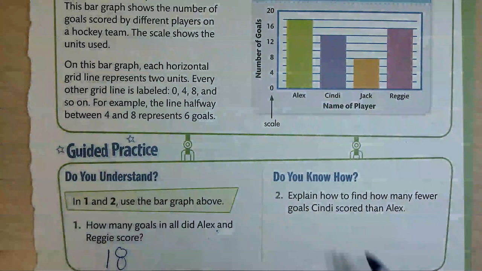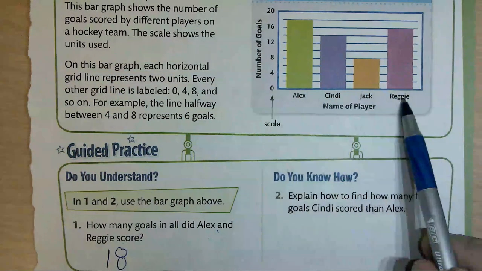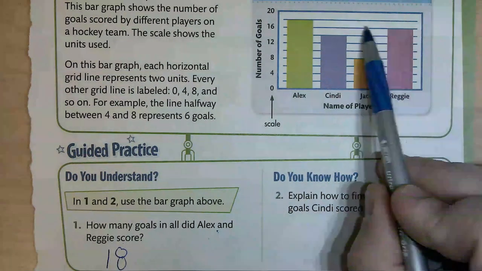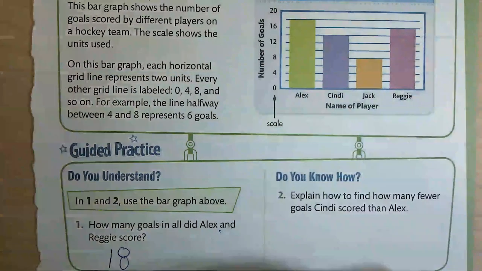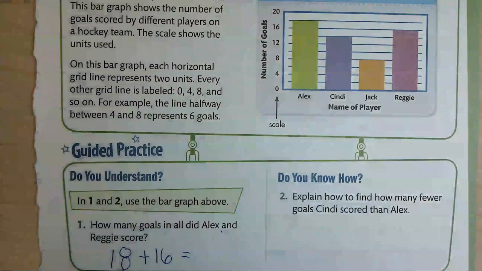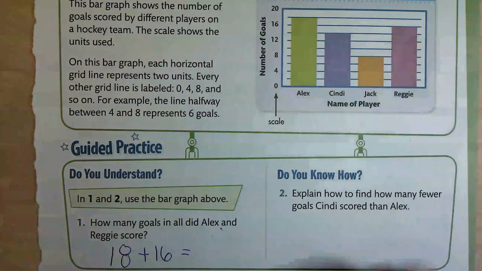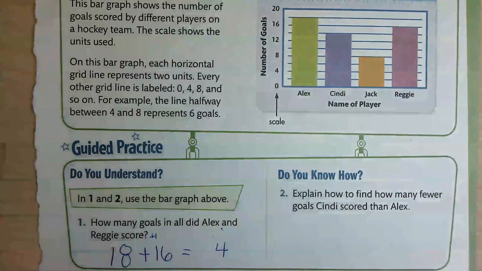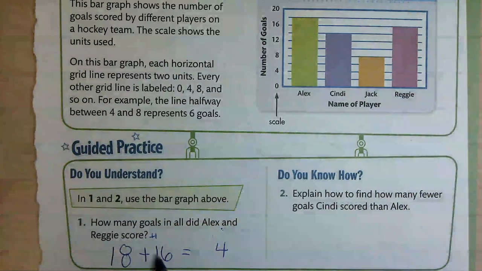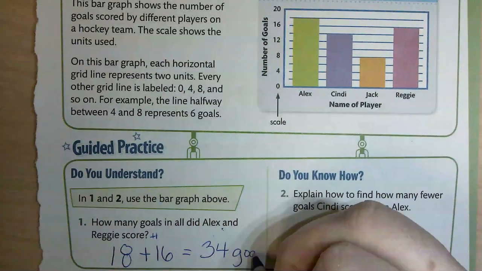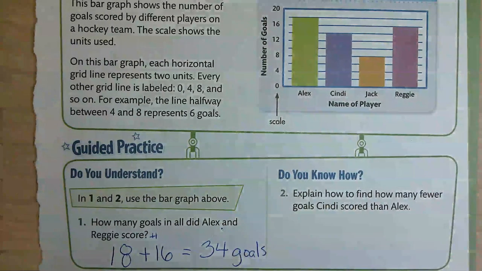And then how many did Reggie score? Well, let's go ahead and find Reggie. Here he is. And when we go all the way up, I'm going to go all the way over. Reggie scored 16. So we need 18 plus 16. 8 plus 6. All right, that's 14. So I keep my 4 and I put a plus 1 in my tens place. 1 plus 1 plus 1 is 3. So how many goals did they score? Well, they scored 34 goals. All right.